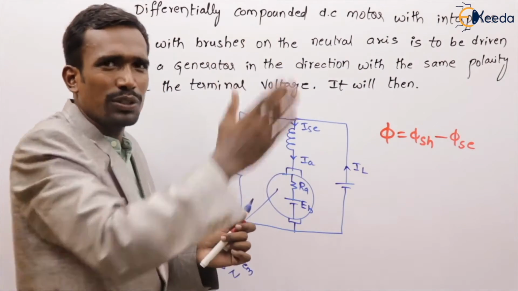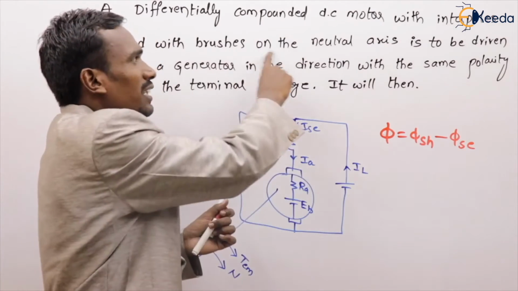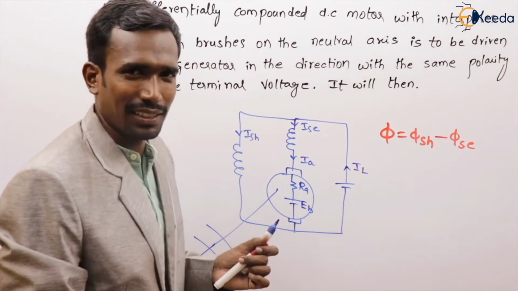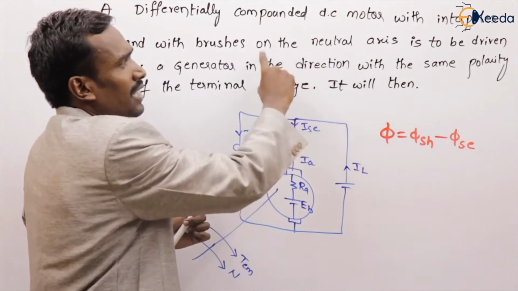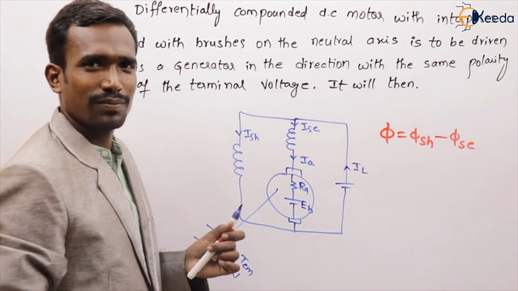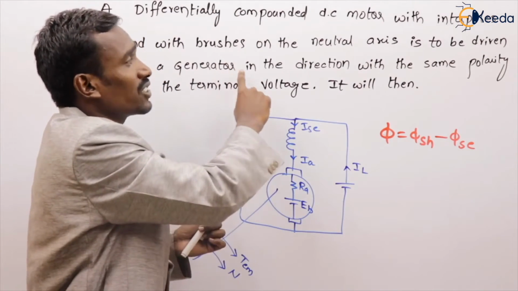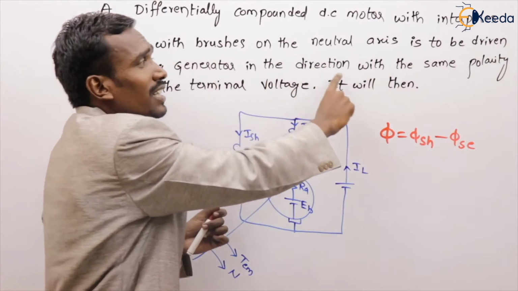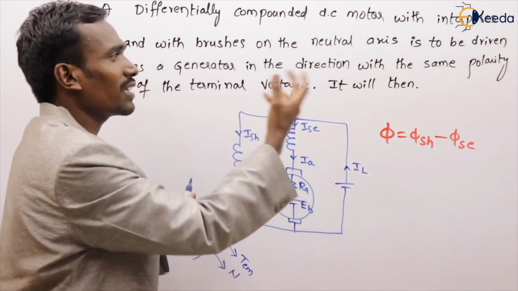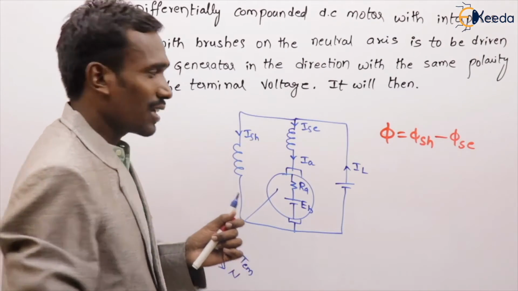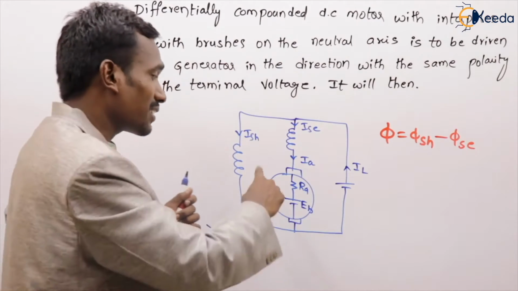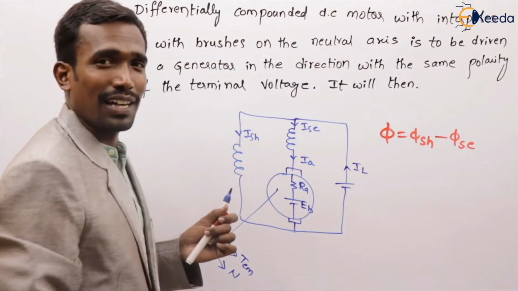Generally, interpoles are on the neutral axis only, and brushes are generally placed along the neutral axis, the magnetically neutral axis, MNA, right? The machine is to be driven as a generator in the same direction with the same polarity.